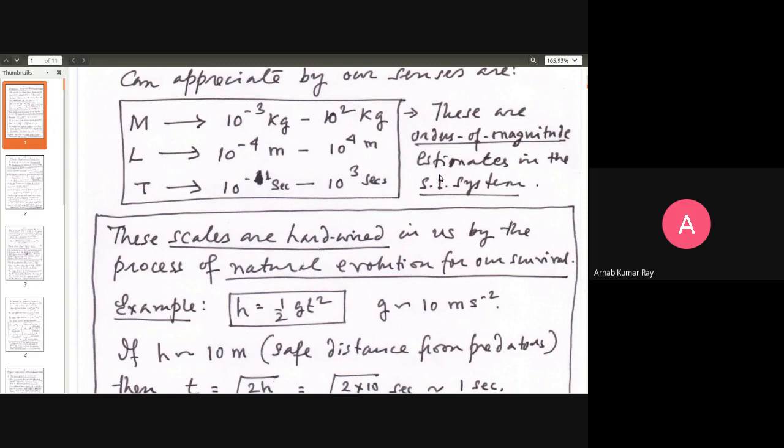So these are the scales. These are orders of magnitude estimates in the SI system. By the way, in our course, the usual system of unit that we shall work with is the SI system of unit, kilogram, meter, second. Okay, I just want to tell you, so that later you shouldn't have any confusion.